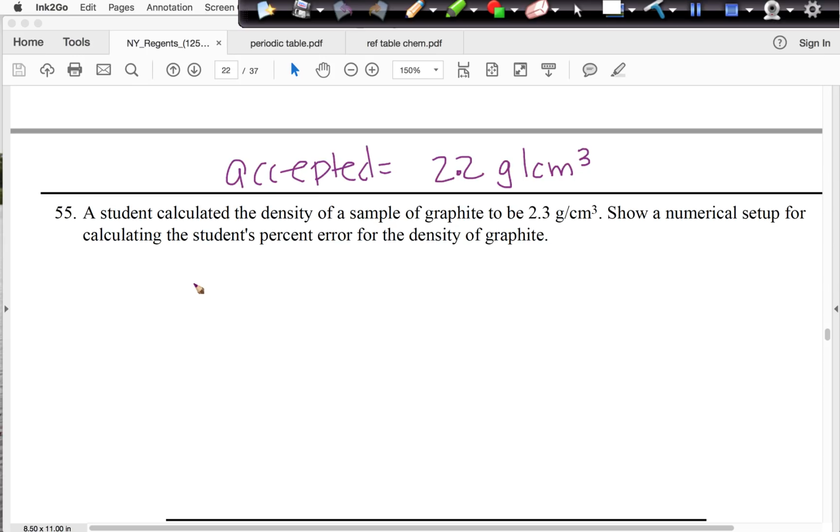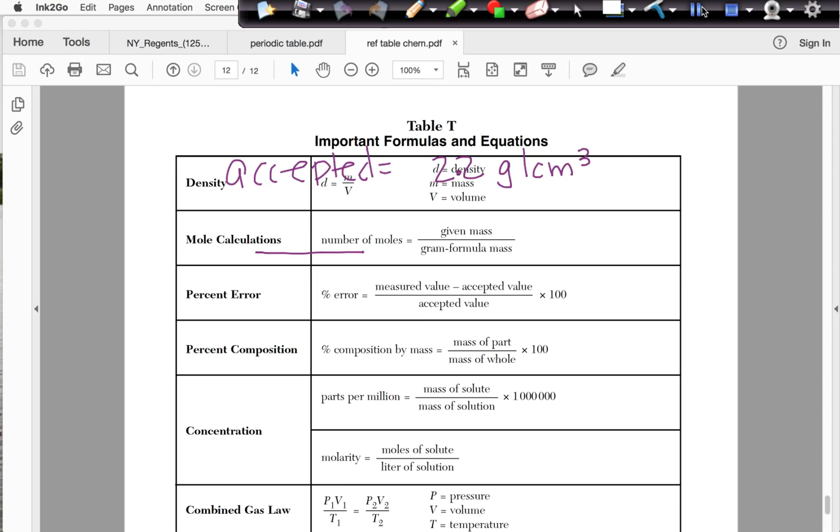It says show a numerical setup for calculating the student's percent error. What we're going to do when we calculate percent error is look for the formula on table T. On table T, it says percent error is measured value minus accepted value over accepted value times 100. The measured value is the student's value minus accepted over accepted times 100.